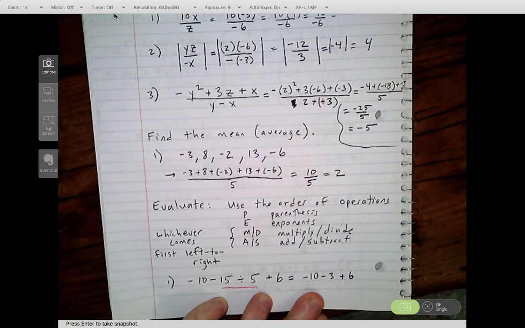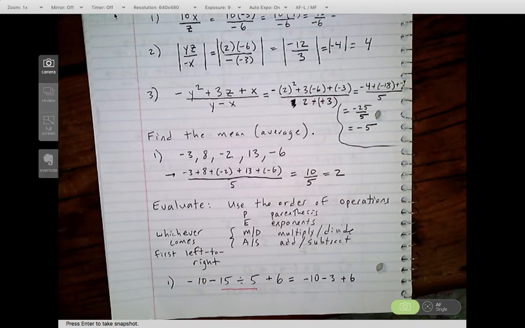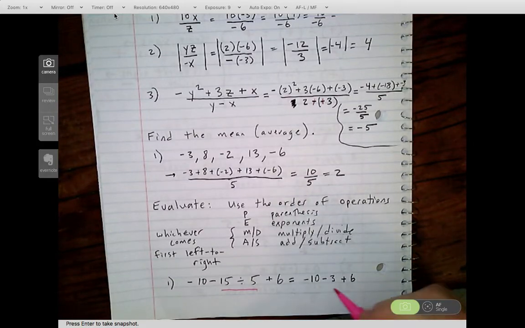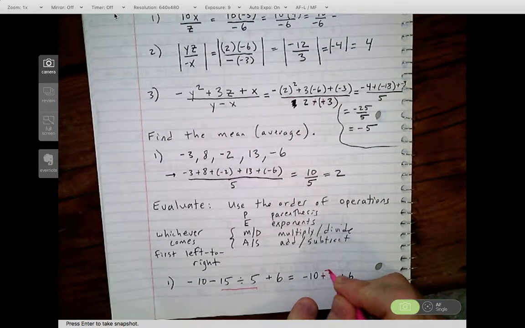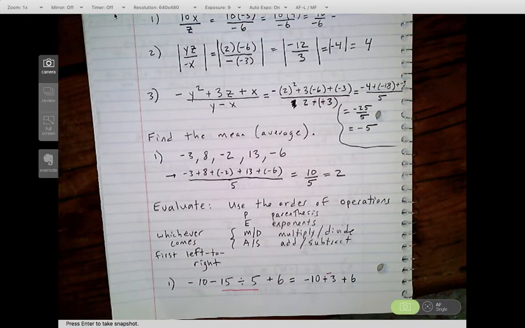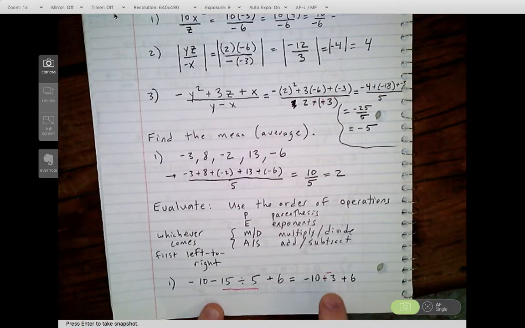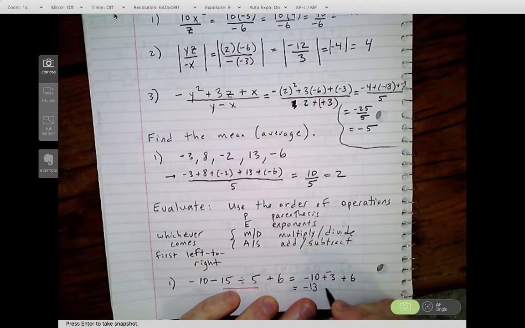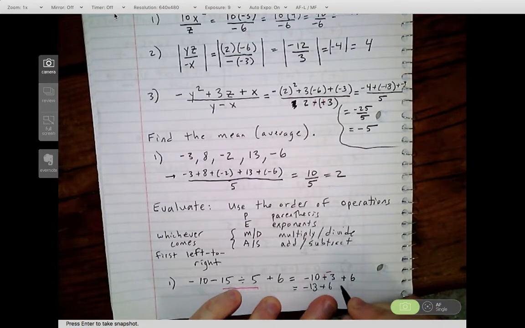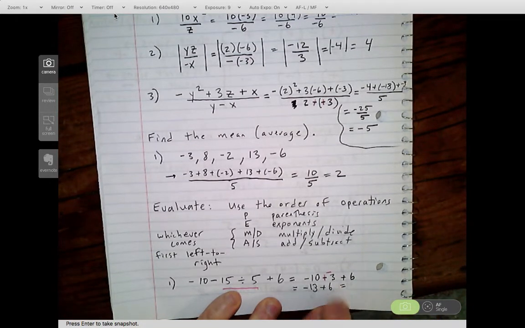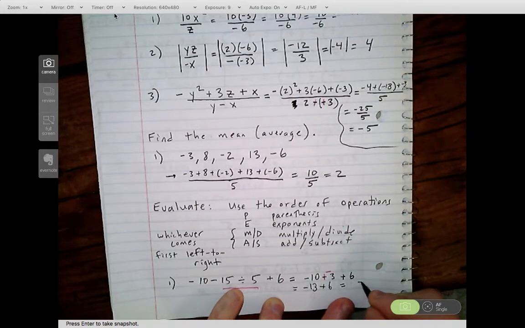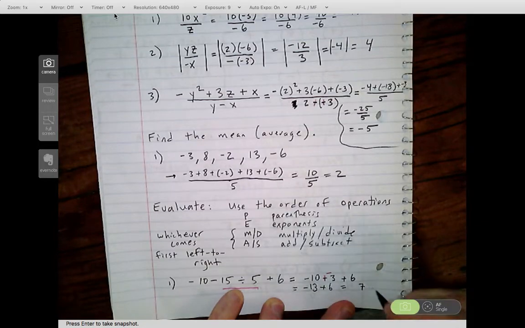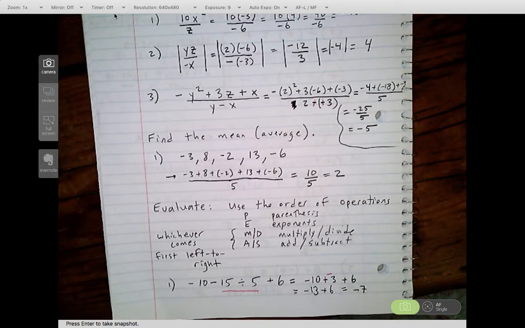And we end up with negative 10, take away 3, plus 6. So again, I'm going to change this to addition by the opposite. Some of you might be able to do it without that, but for me it helps. Okay, so I have negative 10 plus negative 3, that's negative 13, plus 6. And that is going to be, again, we have different signs, so we subtract them. We get a 7, and there's more negatives than positives, so our answer is negative 7.